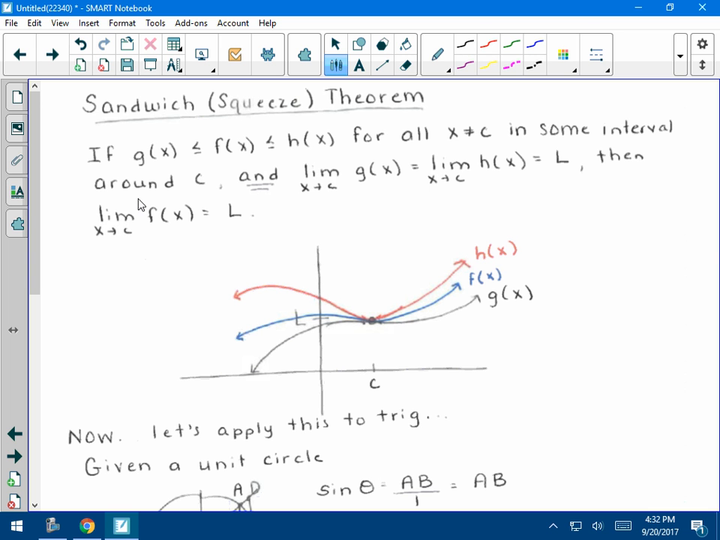But how? Okay, so remember, theorems sound confusing, but they're really not all that bad. This first thing says that you've got 3 distinct functions, g of x, f of x, and h of x.